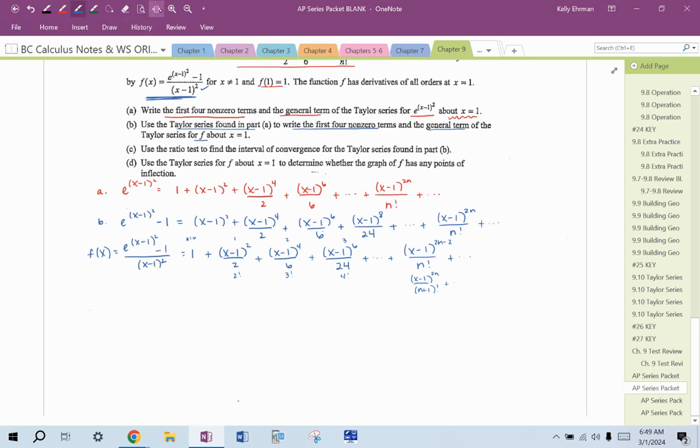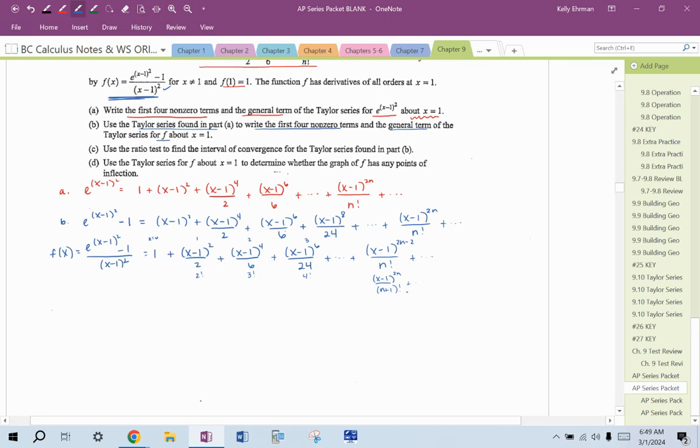All right, what else do we have to do with this? I'm going to temporarily leave this here in case it's nicer to work with this one. So for part C, use the ratio test to find the interval of convergence for the series found in part B. All right, so the ratio test is taking the limit as n approaches infinity of the general term.